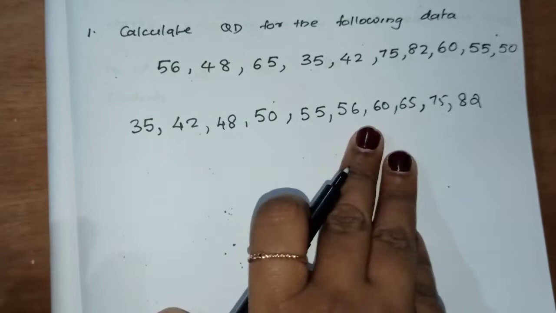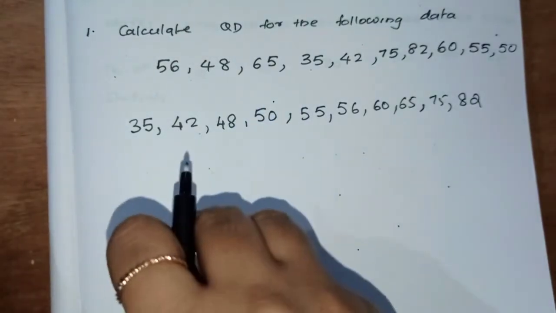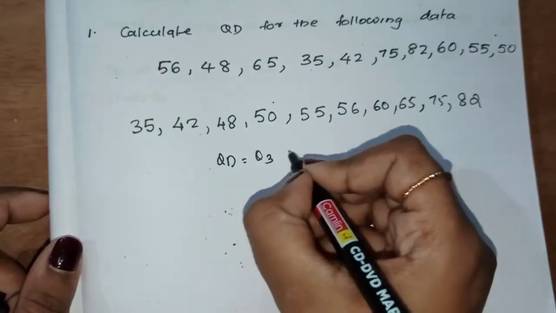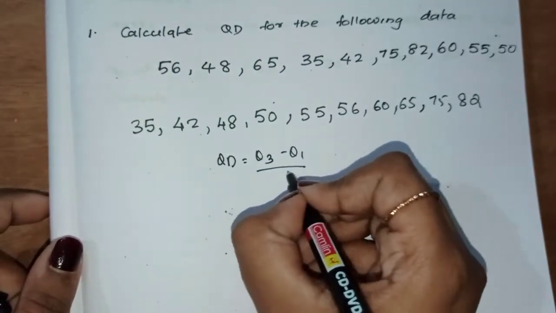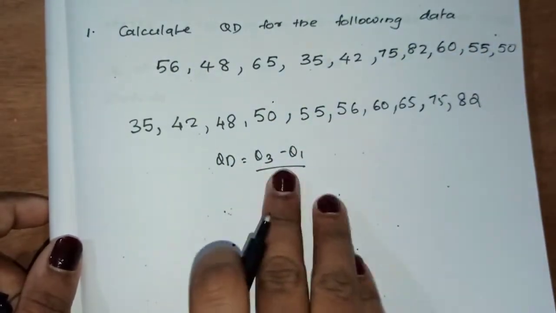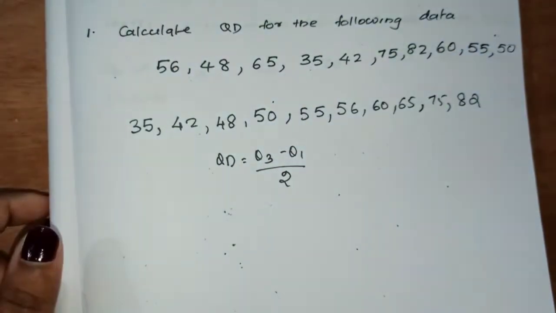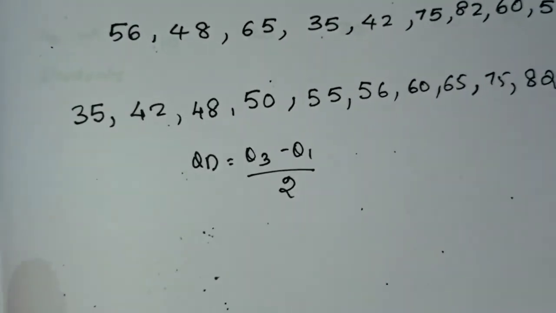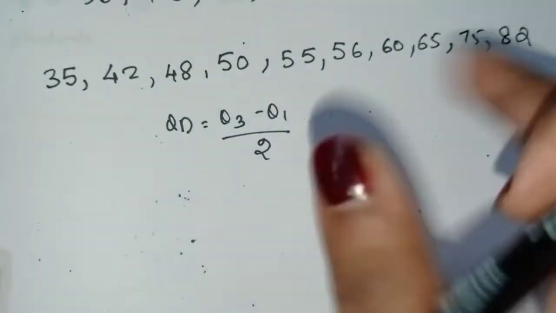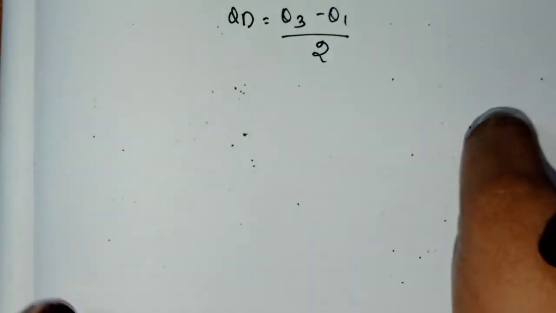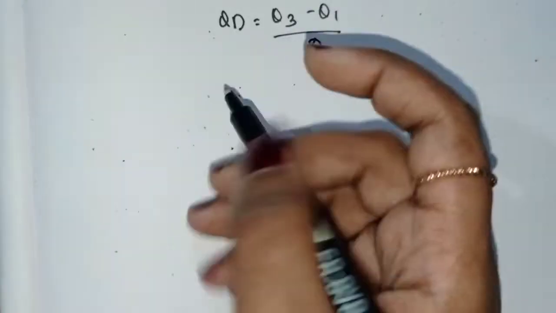Now we have to find quartile deviation. So the formula for quartile deviation is Q3 minus Q1 divided by 2. Okay, so we know that we have to find Q1 and Q3. One second, I'll just zoom this a little bit. We have to find Q3 and Q1. Okay, so now let us first find out how to find Q1.